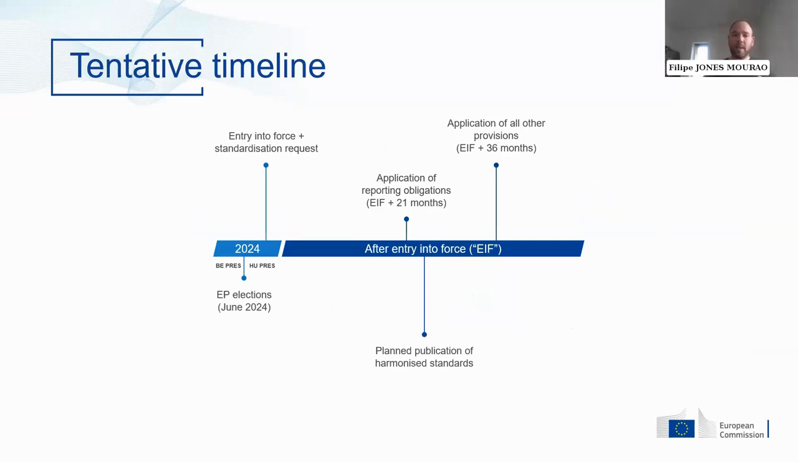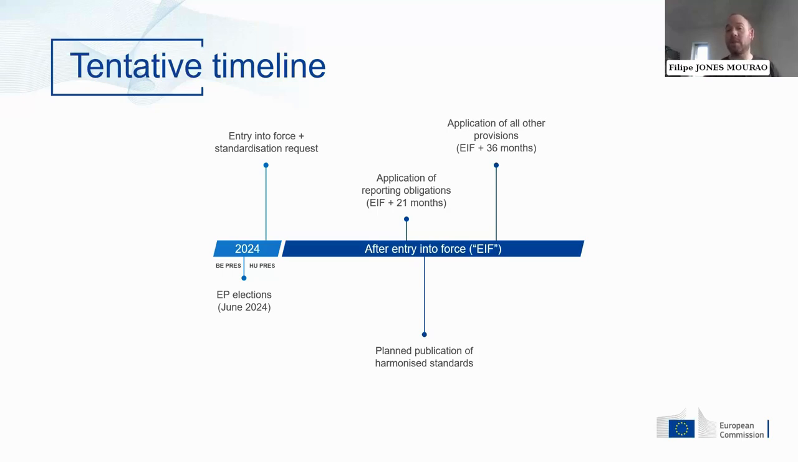And the tentative timeline for the CRA and also for the CRA standards is that it would be published soon after the summer, so during autumn probably, and around the same time we would also be publishing the standardization request. That moment is called the entry into force. And then certain obligations would kick in at different times. In particular, at the top of this rectangle, you have the reporting obligations that would enter into application 21 months after the entry into force.